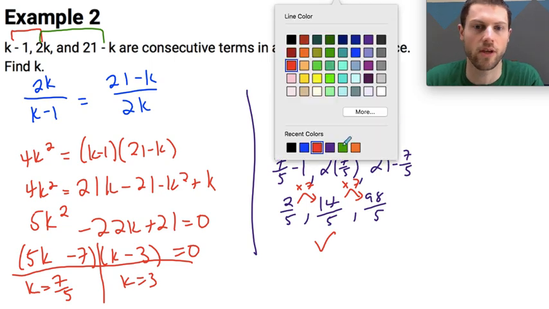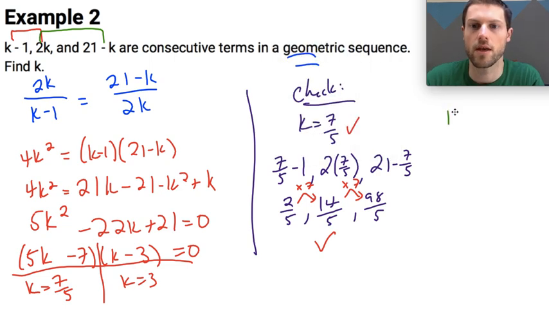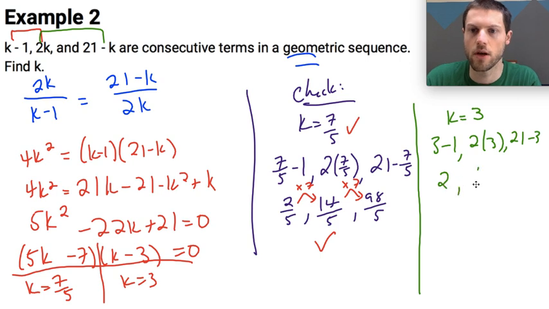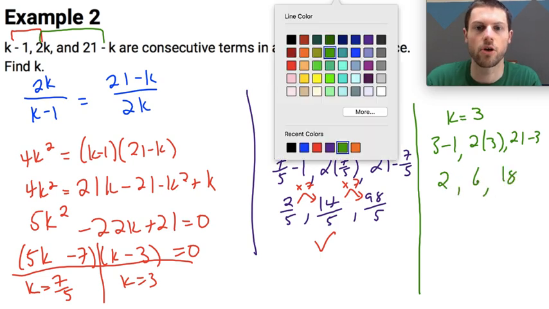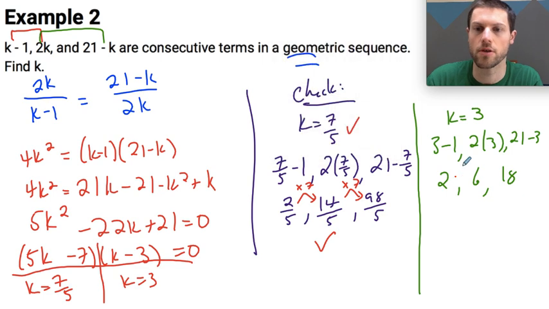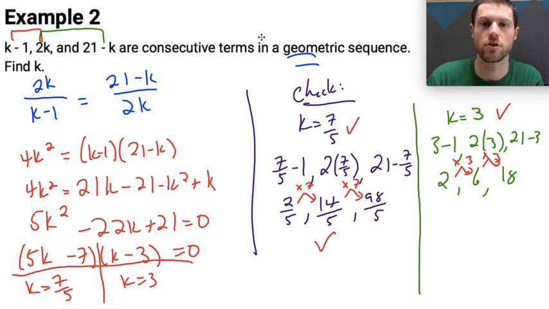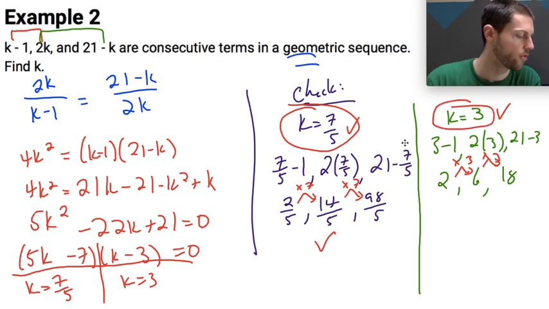Let's do another check now for k equals 3. So that means that I'll have terms of 3 minus 1, 2 times 3, and 21 minus 3, or simplifying that out, 2, 6, and then 18. Again, looking for a common ratio. I do see another common ratio: times 3, times 3. So this is a valid k value. So I've got two solutions here. k could equal 7/5, or k can equal 3.